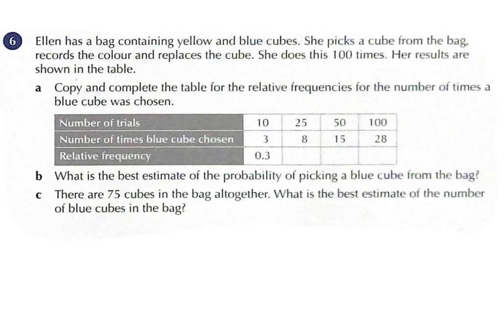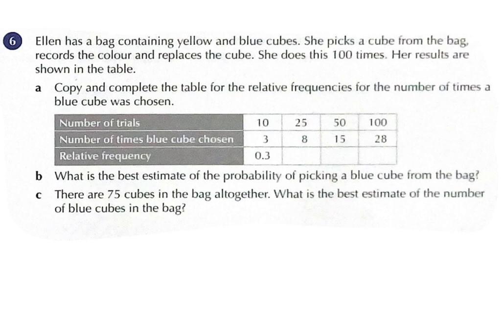Number 6. Jomana, can you read number 6? Ellen has a bag containing yellow and blue cubes. She picks a cube from the bag, records the color, and replaces the cube. She does this 100 times. Her results are shown in the table. Copy and complete the table for the relative frequencies for the number of times a blue cube was chosen.